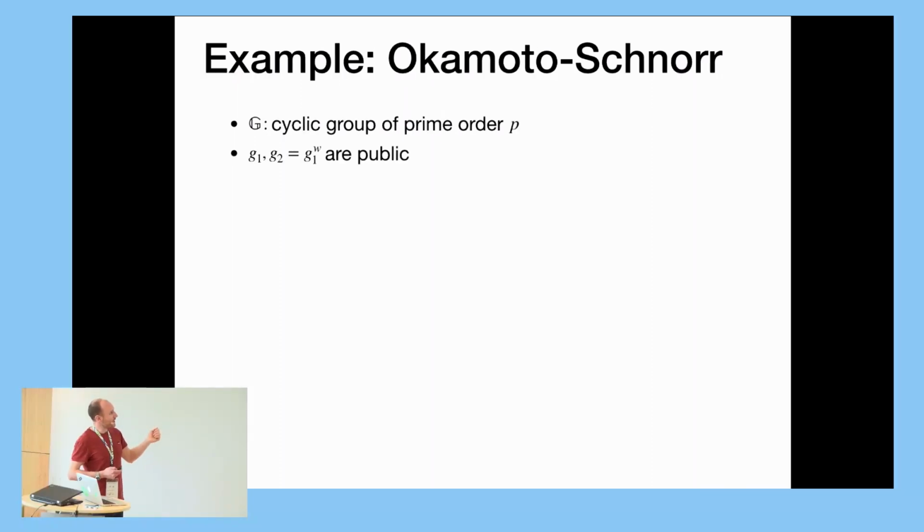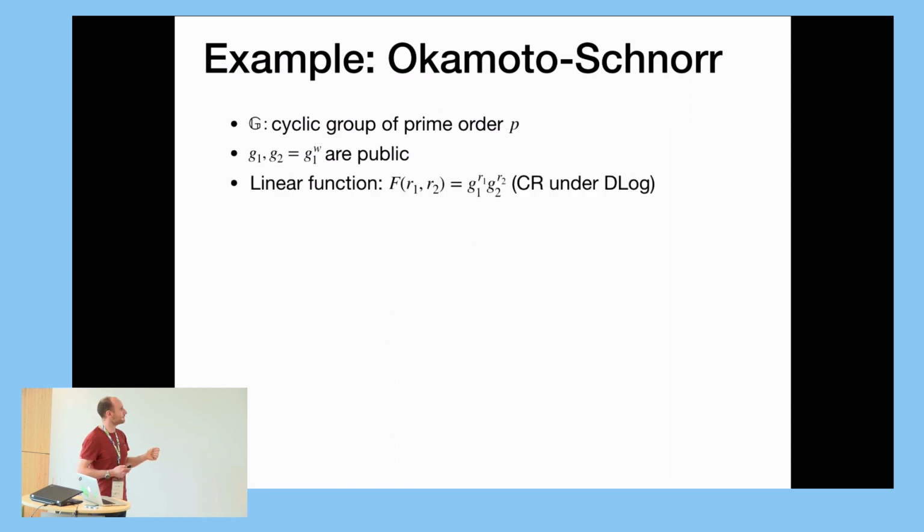Okay, so here is an example. It's the well-known Okamoto-Schnorr blind signature scheme. So for this purpose, let us consider a cyclic group of prime order P. And we have some public generators, G1 and G2 of this group. And so now we're going to consider the following linear function. So f of R1 and R2, where R1 and R2 are integers in Z_P, is going to be G1 raised to the power of R1 times G2 raised to the power of R2. And it's very easy to see, if you're familiar with Pedersen commitments, that this has collision resistance if the discrete logarithm problem is hard in the group G.